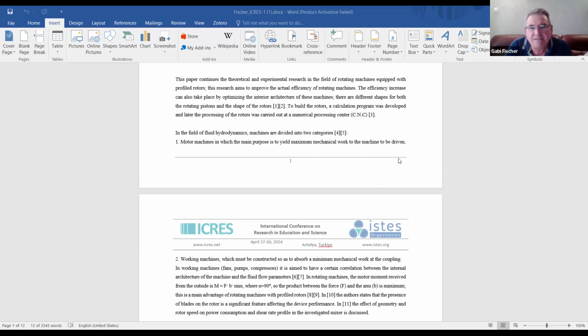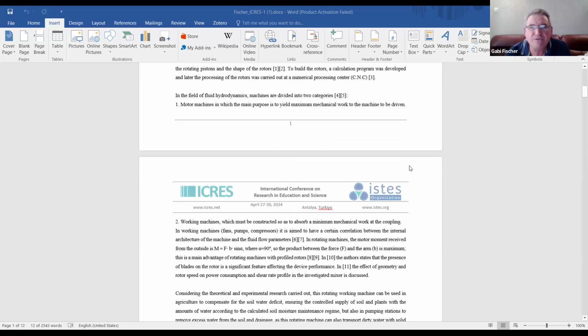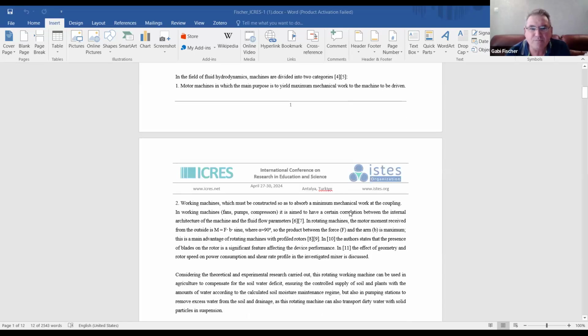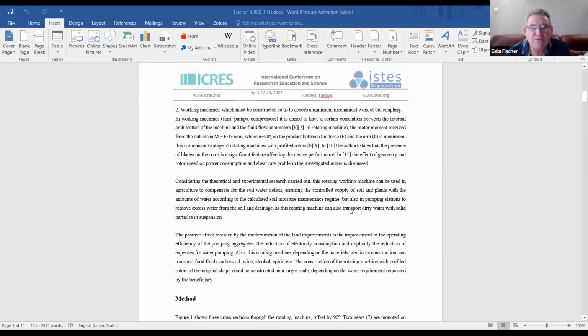In the field of fluid hydrodynamics, these kinds of machines are divided into categories. Motor machines, in which the main purpose is to yield maximum mechanical work to the machine to be driven. Working machines, which must be constructed so as to absorb minimum mechanical work at the couple.